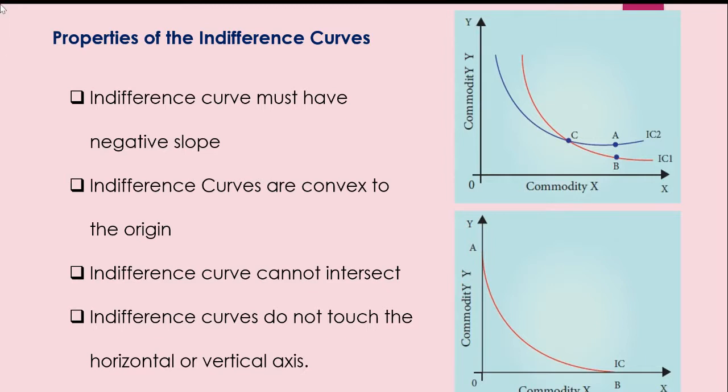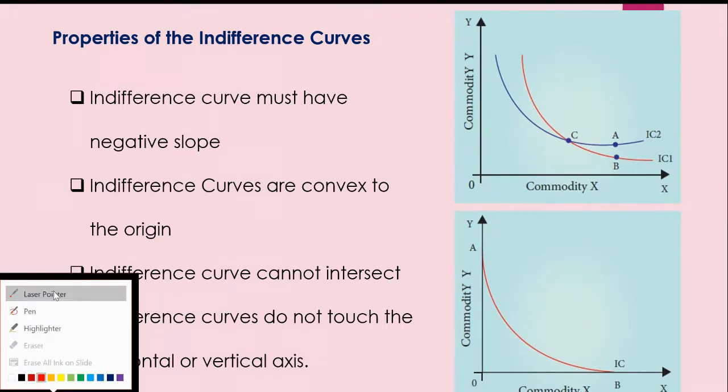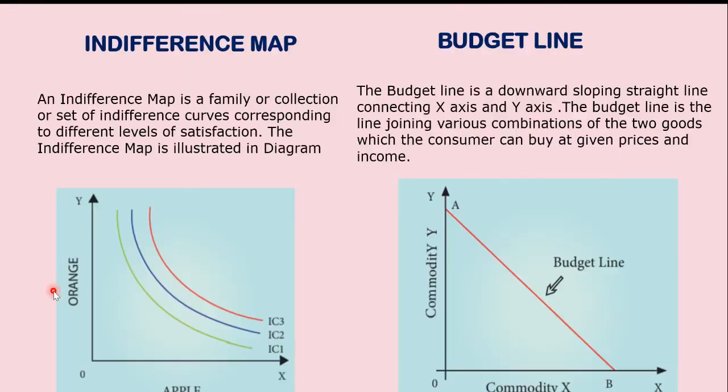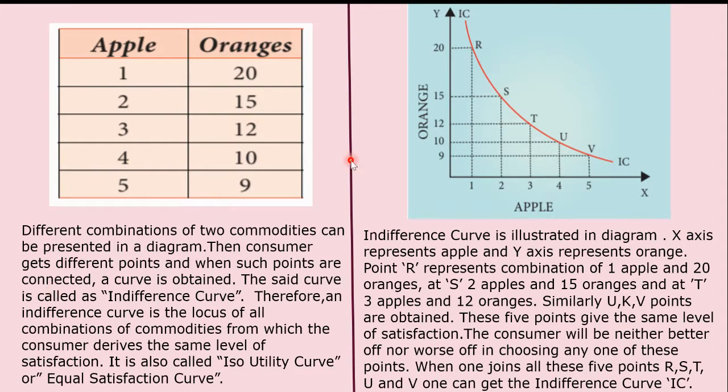They are: indifference curve must have negative slope. Indifference curves have negative slope. Look at this graph. IC is the indifference curve. This indifference curve slopes downwards from the left to the right. This is the meaning of negative slope. Negative slope means the indifference curve falls down.